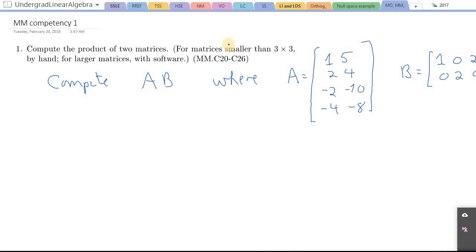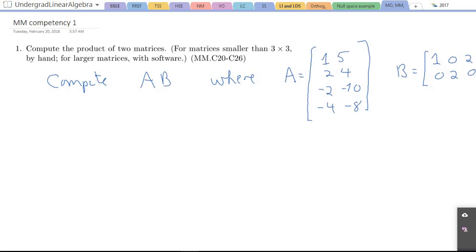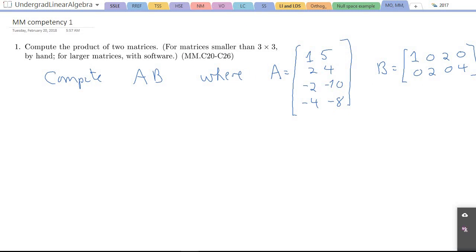All right, let's go ahead and look at this first competency for matrix multiplication. It looks like I'm going to have to change the view a little bit to get it inside. There we go. All right, so I want to compute AB with those given matrices.